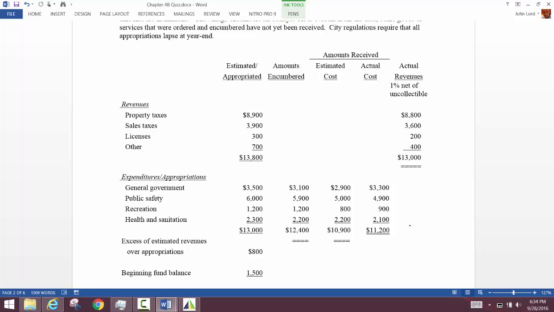Okay. So notice we have estimated amounts of revenue here. We have our appropriations over here, don't we? Right here is my appropriations. Right? And then I have an excess of estimated revenue over appropriations, don't I? Can you pull together a journal entry from that? Go for it. Who wants to do it?